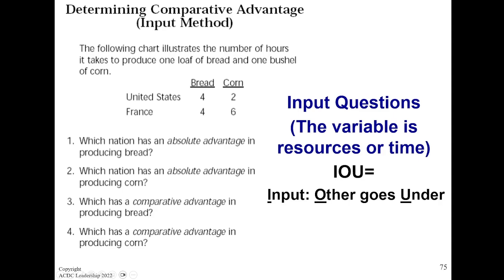And then for input questions, this can be trippy because this represents time. So it's important that you read the question. Like we mentioned earlier, the United States takes less time to produce corn. In order to produce one bread, it takes them 4 hours, so they're giving up the 2 corn they could have produced, versus France, who's just giving up 2/3 of the corn they could have produced. So we say US, you produce corn, France, you produce bread.